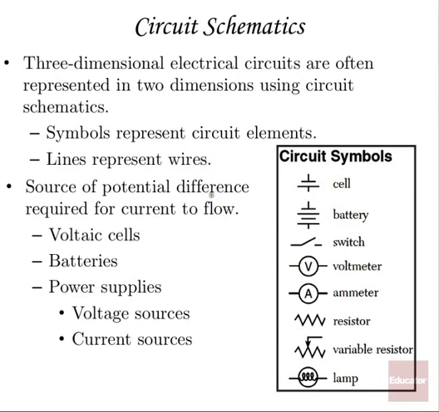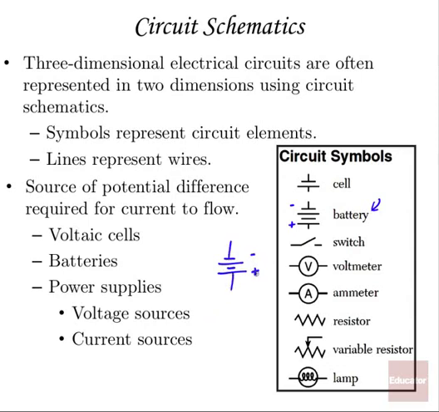Now, sources of potential difference are required for current to flow, and those sources can be things like voltaic cells, batteries, or power supplies. And typically we're going to use a symbol for a battery for all of them, where the longer side is positive, the shorter side is negative. Here's how I remember that. When you draw the battery schematic symbol, you have to use more ink on the longer side. You also need to use more ink to make a plus than you do a minus.